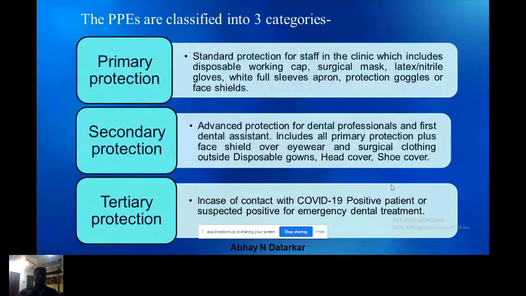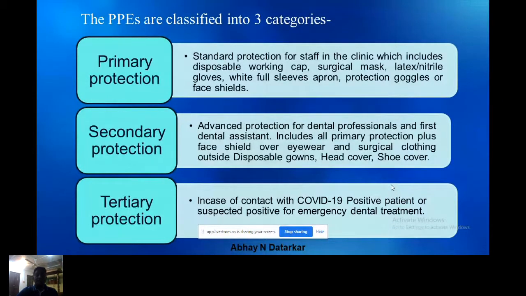Now primary protection PPE is basically the standard protection for the staff in the clinic, which includes a disposable working cap, surgical mask, latex or nitrile gloves, white full sleeve apron, protection goggles or face shields. And the secondary protection kits are in addition to the primary protection: you add the disposable gowns, head cover, and shoe covers.